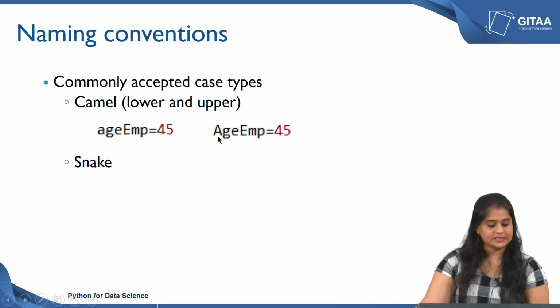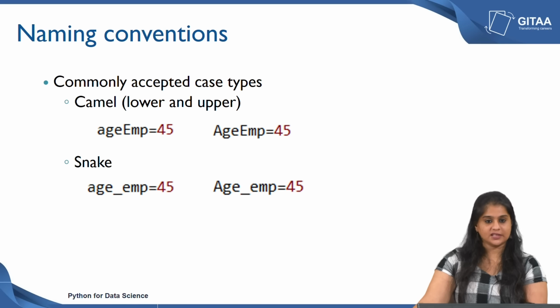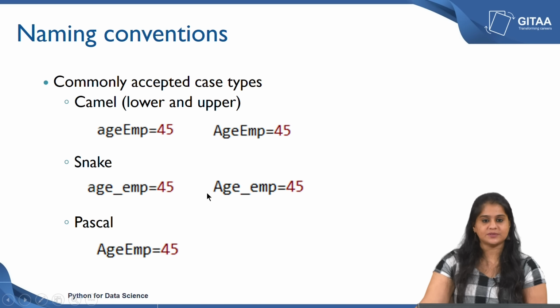The next case type is the snake case, where I am separating age and emp by an underscore. An underscore can be used between two sets of letters, and that is a snake case. The letter after the underscore should always be in lowercase, but the first letter of the variable name can be in lower or uppercase. The next case type is Pascal, where I am again going to take age emp. Here the first letter of age is in uppercase and the first letter of emp is also in uppercase. These are the commonly used case types in Python.